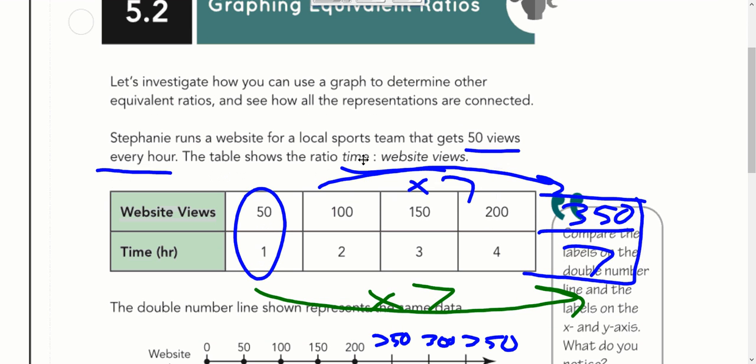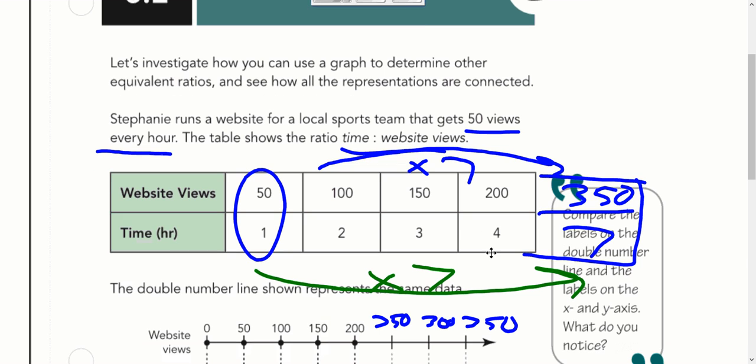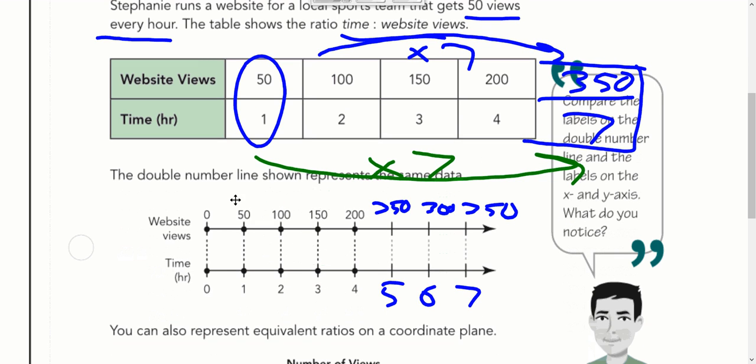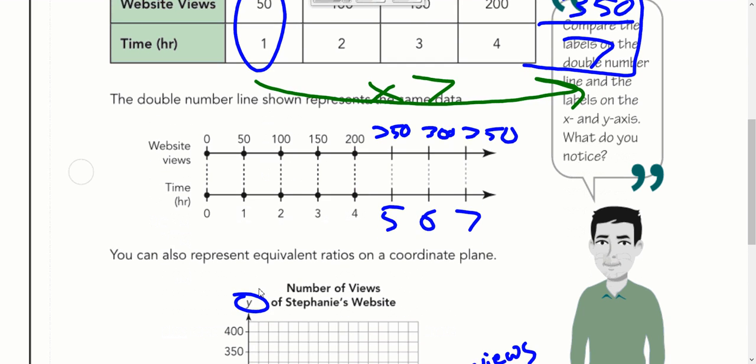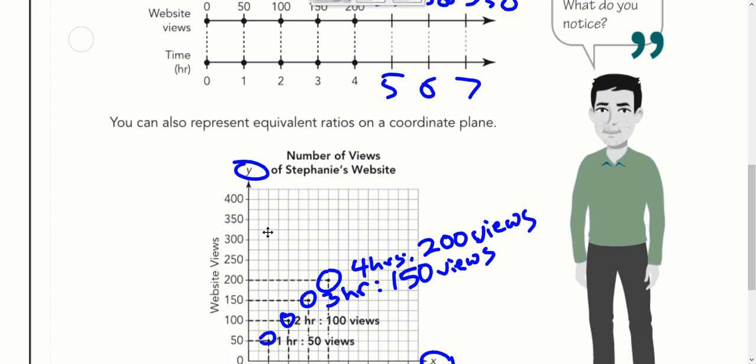So we could look at a situation here. 50 views every hour is the rate or the ratio, and we started with a ratio table. So this is our first ratio, the 50 views in 1 hour. And then we continued on, and we just went by 50s. So each time the views went up by 50 as the hours went up by 1. And then we saw how that really looks very similar to a double number line. You can see why. The numbers are basically the same. And then see how that looks when it's graphed.